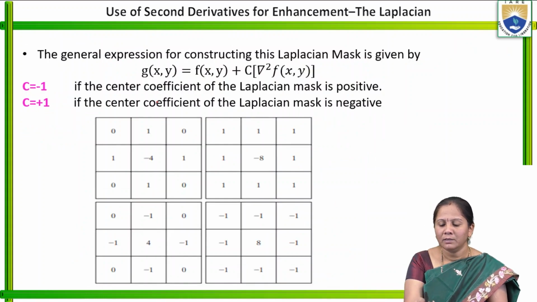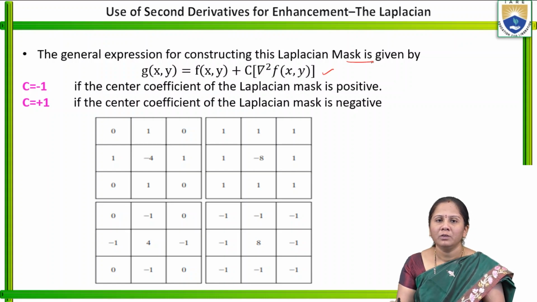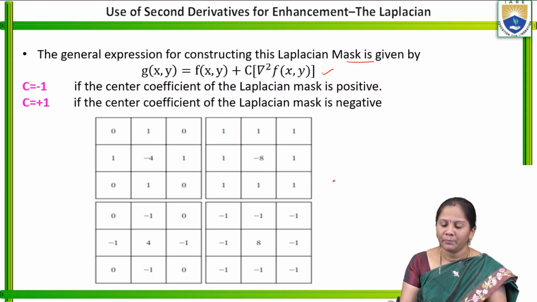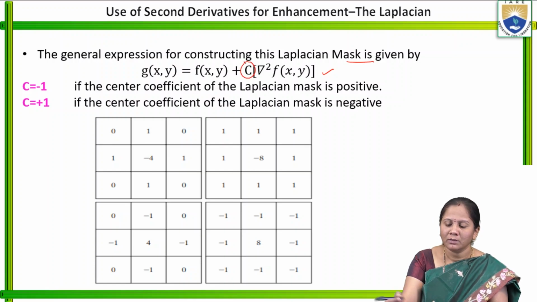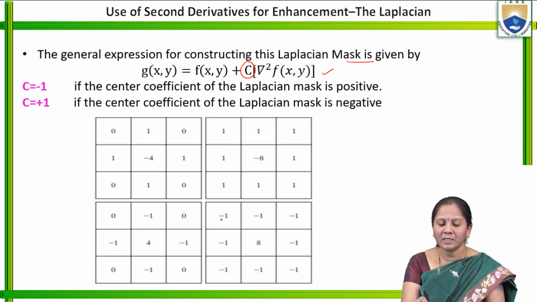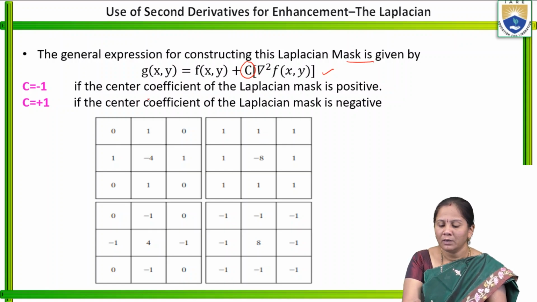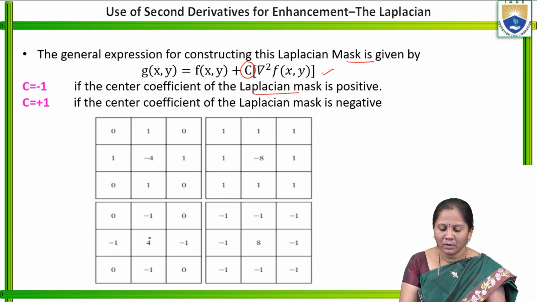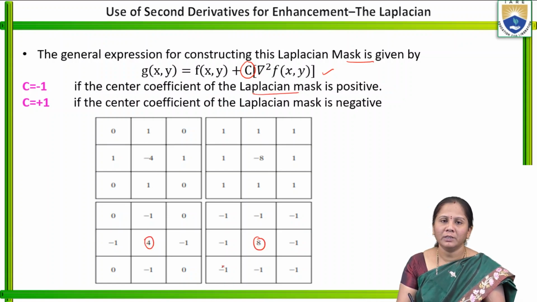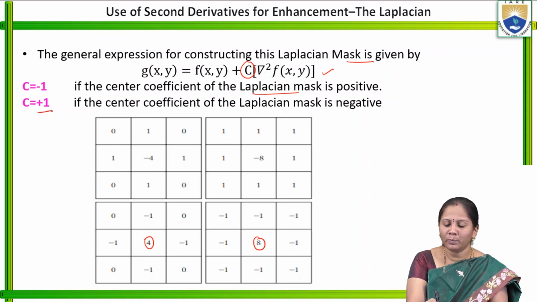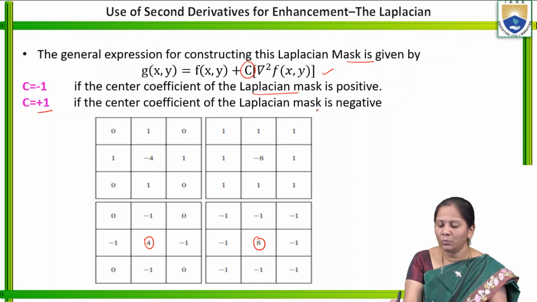Similarly, here is the equation to construct the Laplacian mask. Here C is a constant. It will be equal to minus 1 or plus 1. If C is equal to minus 1, the center pixel value will be positive. If C is equal to plus 1, the center pixel value will be negative. So this is an example.